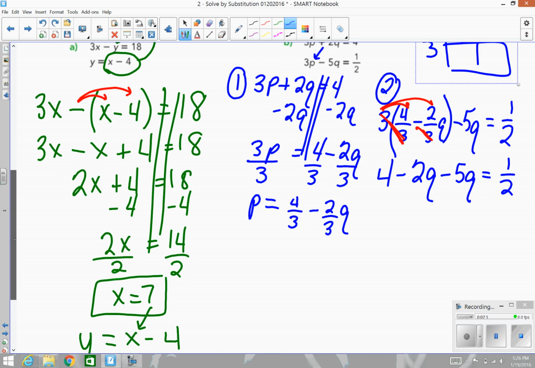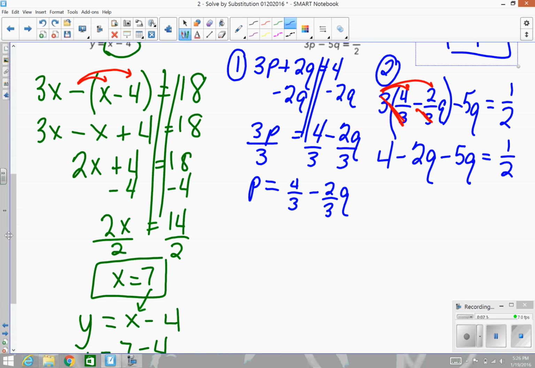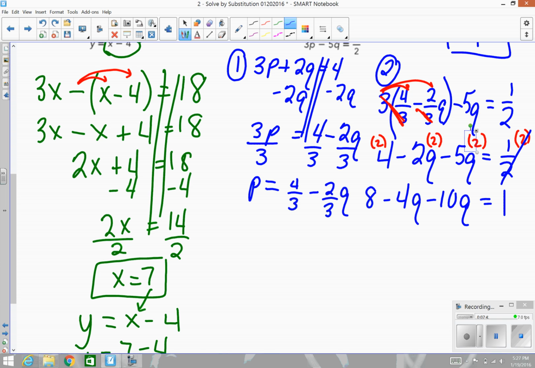Now we have two options right here in terms of solving. You can leave the 1/2 and just deal with decimals, or we can clear the denominators. Just because we haven't done it in a while, maybe we'll practice that. If I want to get rid of this 2, I need to multiply every single piece by 2. So this becomes 8 minus 4q minus 10q equals 1, remembering that those will cancel. And now we're good to go. So we have 8 minus 14q equals 1.